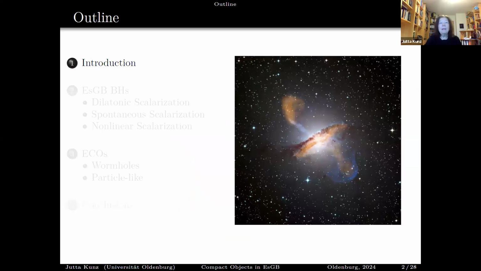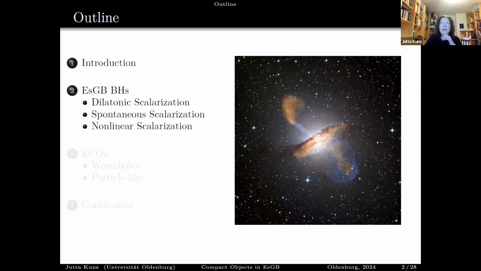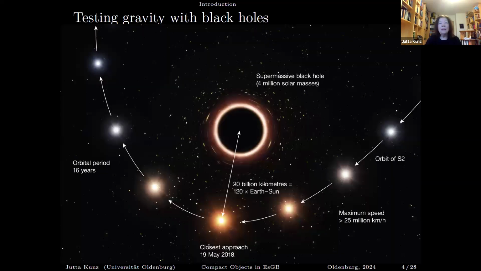And the outline is that I would first and mainly concentrate on the black holes and there discuss a few things about the different types of scalarization of black holes. Then I decided not to talk about neutron stars, where you can do the same again, but to go to these exotic compact objects, the ECOs. And I will discuss some wormhole solutions and some particle-like solutions. So this is the outline, and let's just start with some brief introduction.